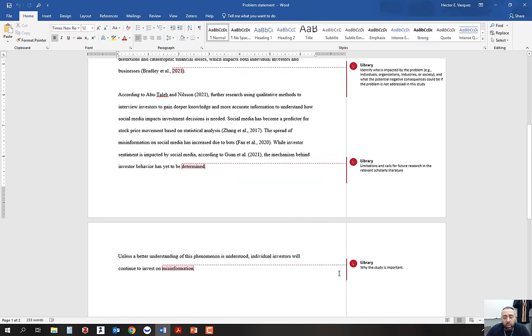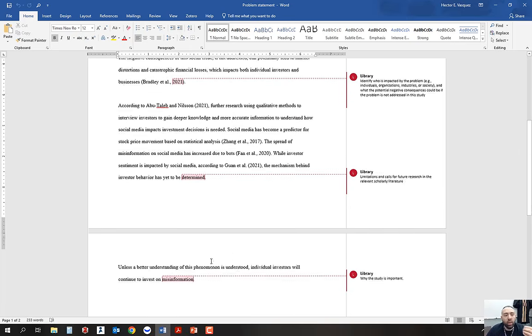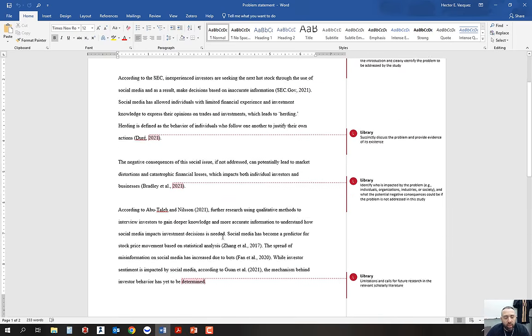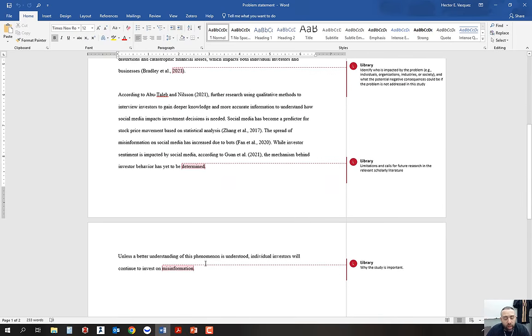And then the last sentence will be, why is the study important? Again, one sentence. Unless a better understanding of this phenomenon is reached, individual investors will continue to invest on misinformation. That's it. That's why it's important. Because if this study does not shed light on this issue and it continues to be a problem, then obviously individual investors will continue to invest on misinformation. Going back to the opening sentence, you're telling me what the problem is, and I'm just telling you that if you do not do this study, this problem will continue.